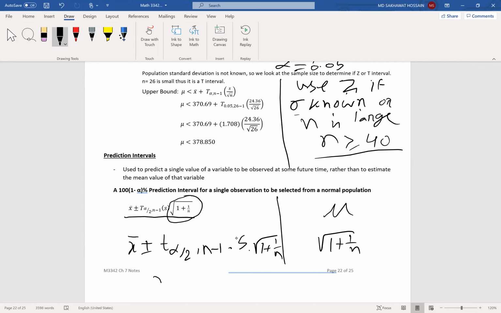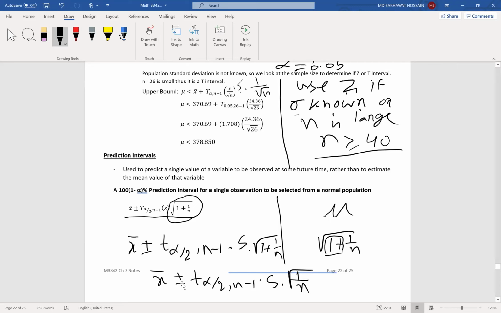So what was the formula for the confidence interval? For the confidence interval, it was t alpha over 2, n minus 1, s times the square root of 1 over n, right? If you separate n from s, we can write this as s times 1 over the square root of n, right? So the only difference is we have one extra one added to the 1 over n.